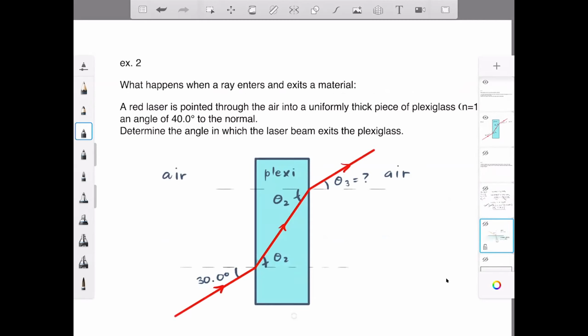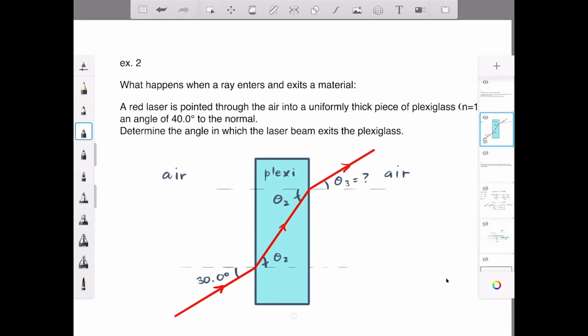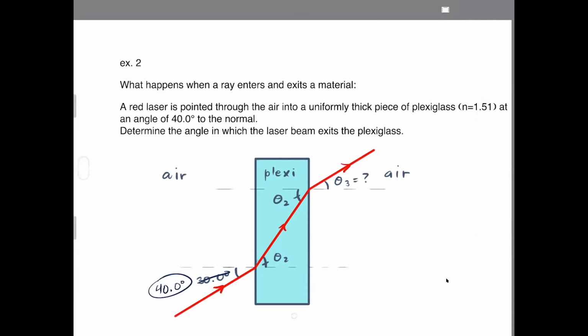For this problem, our laser is coming in at an angle that is 40 degrees to the normal. Now, for some reason, I wrote here 30 degrees, but it's supposed to be 40 degrees. Anyway, it's traveling through air. It hits this plexiglass, which has an index of refraction of 1.51. And then it exits into the air at some unknown angle.